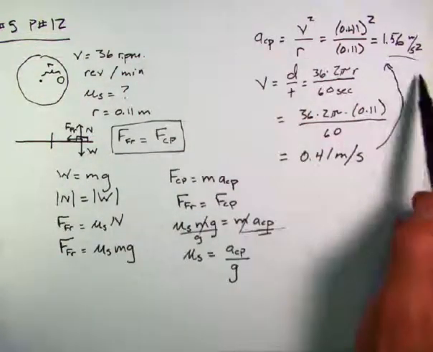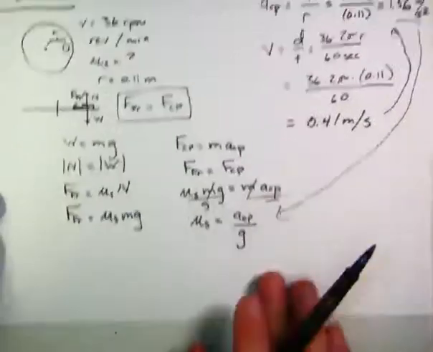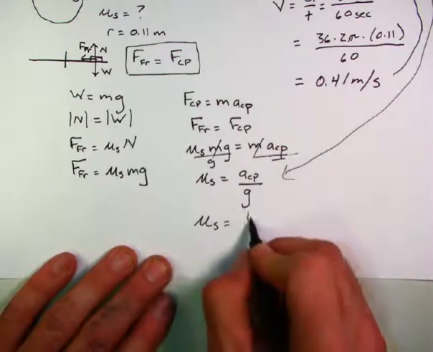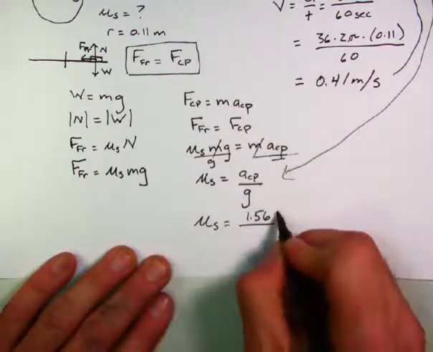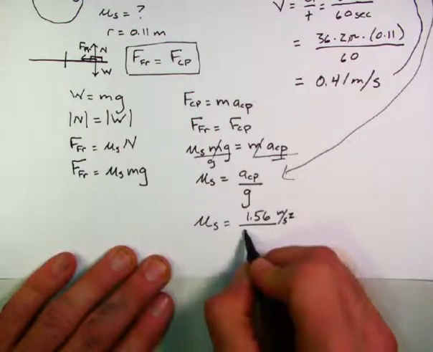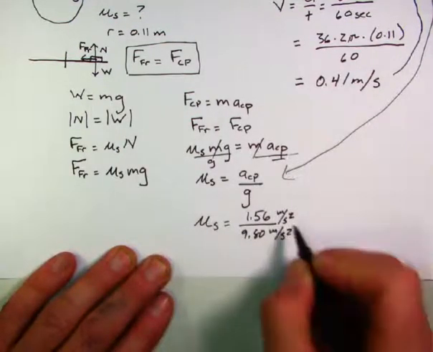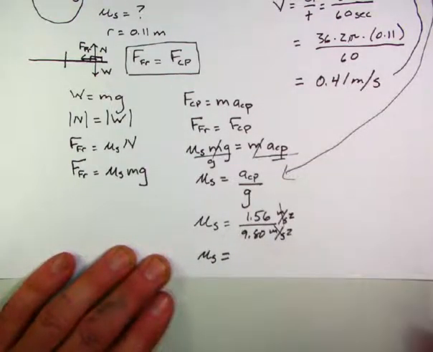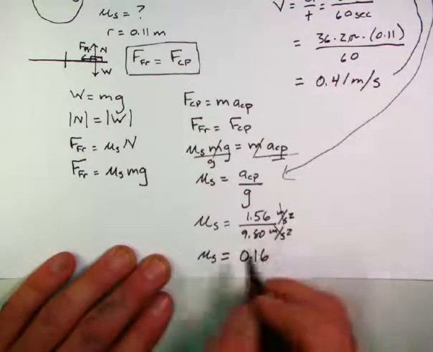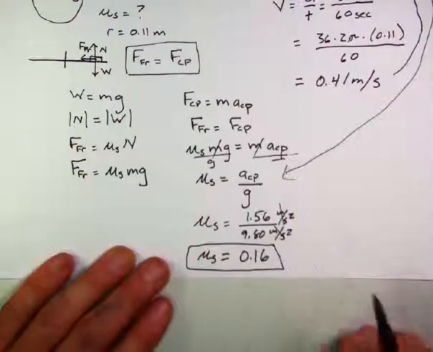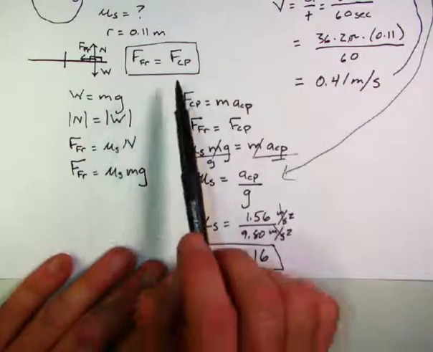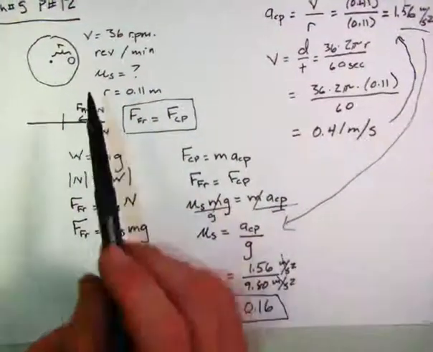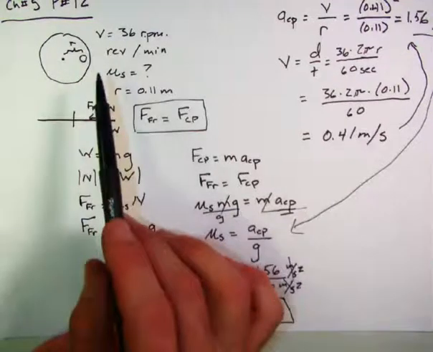Let me take this and plug it in down here. I get that the coefficient of static friction is equal to 1.56 meters per second squared divided by 9.80 meters per second squared. The meters per second squared cancel out, and we get a coefficient of static friction of 0.16. All right, not too bad. What a great problem. I have to combine my knowledge of circular dynamics with friction, and of course I get to talk about turntables and old records.